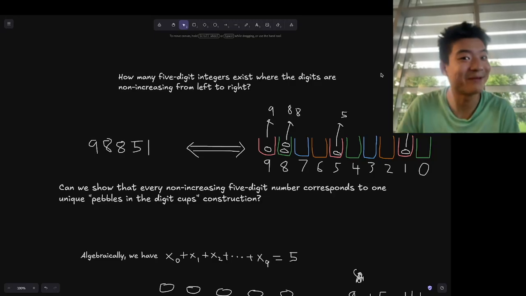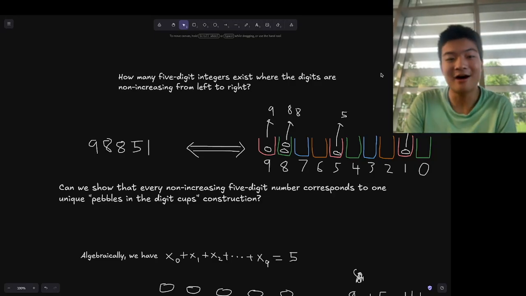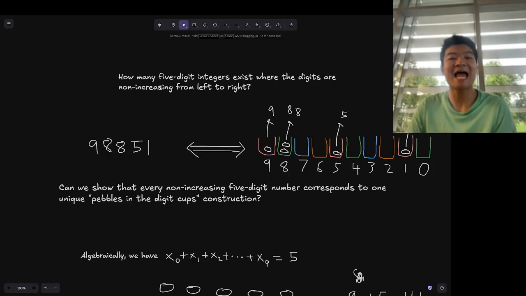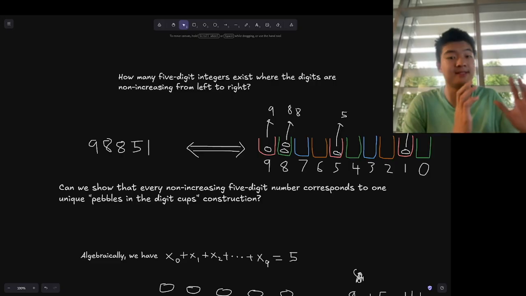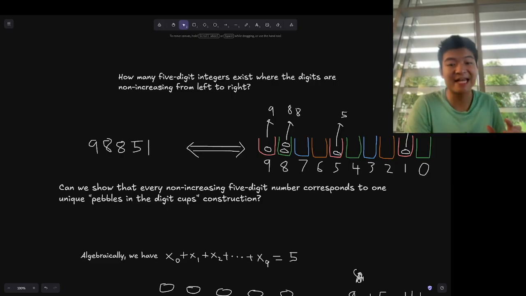Hello everyone, my name is Ethan, and today I invite everyone to explore the puzzle I have here. The puzzle is: how many 5-digit integers exist where the digits are non-increasing from left to right?